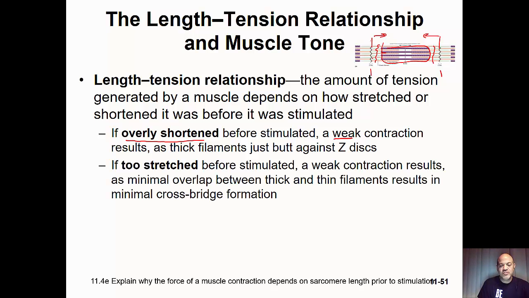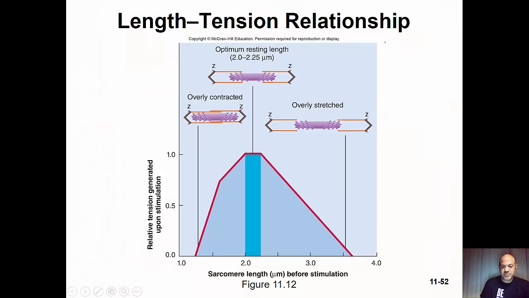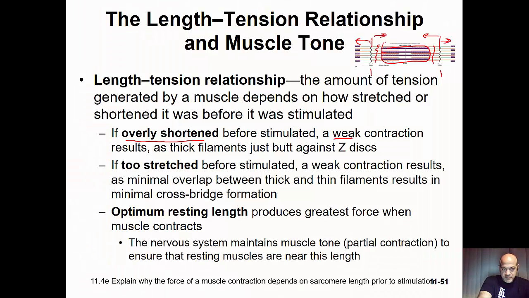So you're not going to get very good tension in the muscle. Now, if we're too stretched before stimulation, you're going to get a weak contraction, but for a different reason. Imagine if we pulled these Z discs outward. That's going to take those thin filaments and move them out further, so we're going to have a reduced overlap between the thick and the thin filaments. So you're going to have a reduced ability for those cross bridges to form. It's kind of like trying to pull yourself up a rope, but you can only reach the rope with your fingertips. You're not going to be able to get much of a grip, so you won't be able to pull yourself up. It's a similar situation.